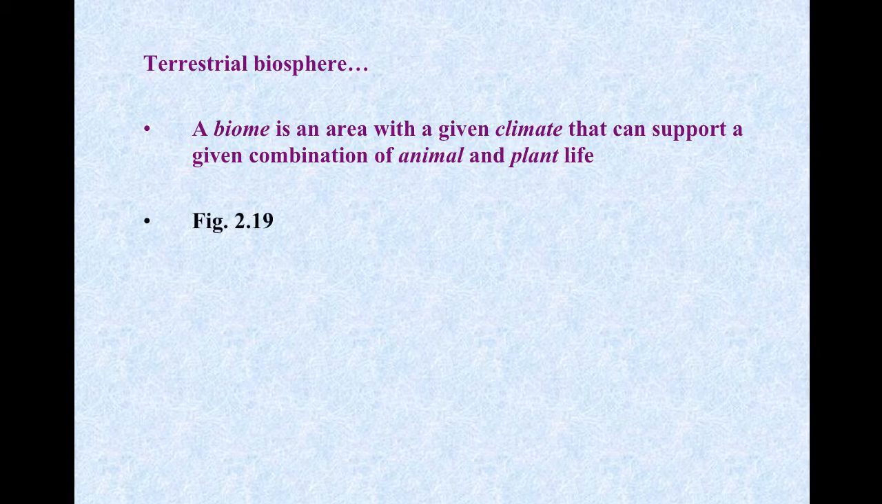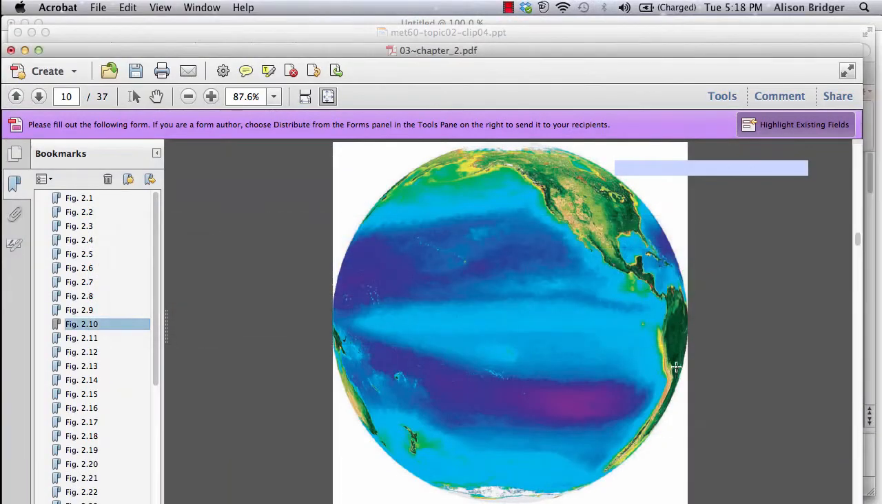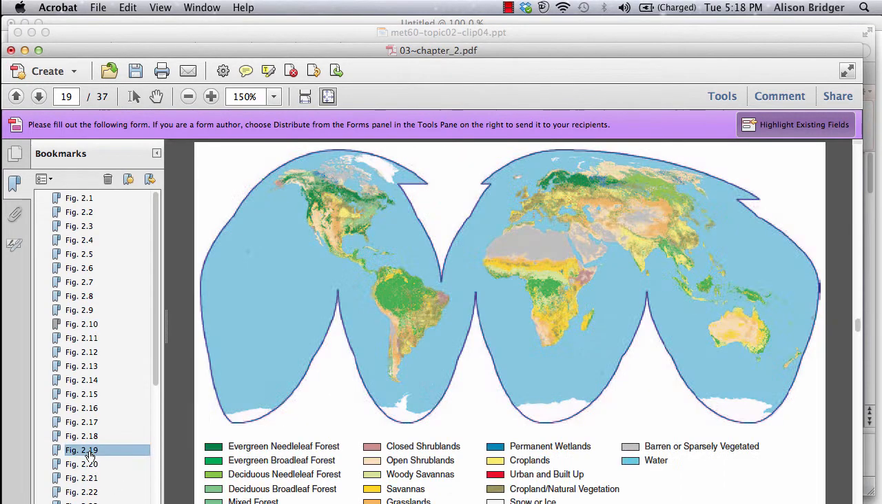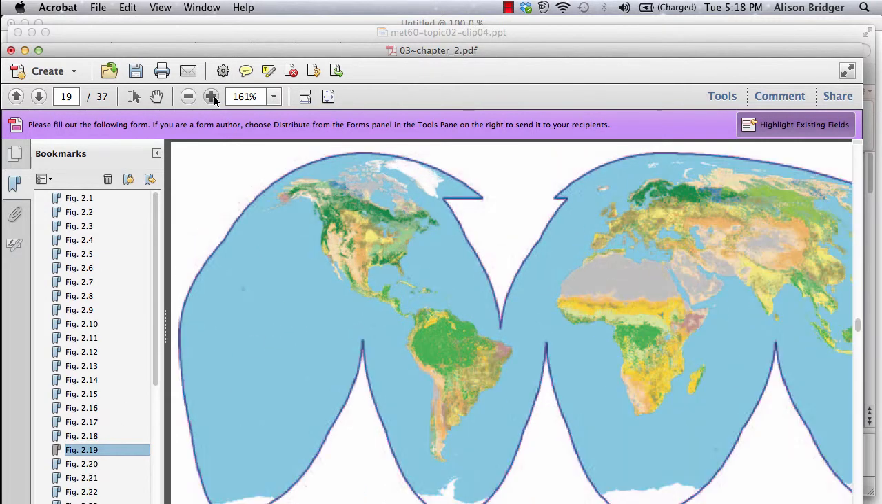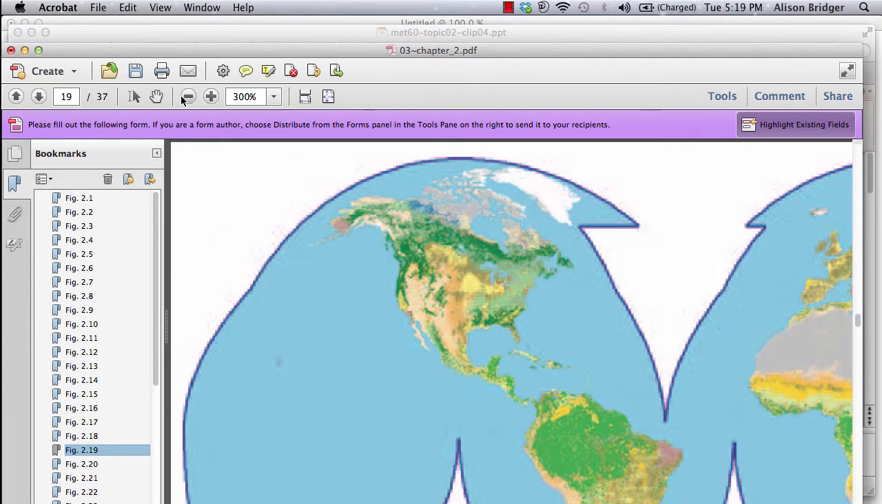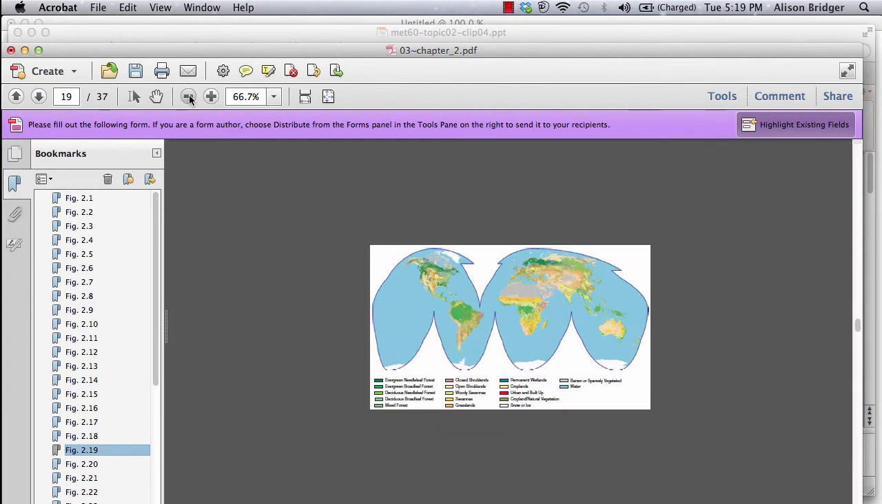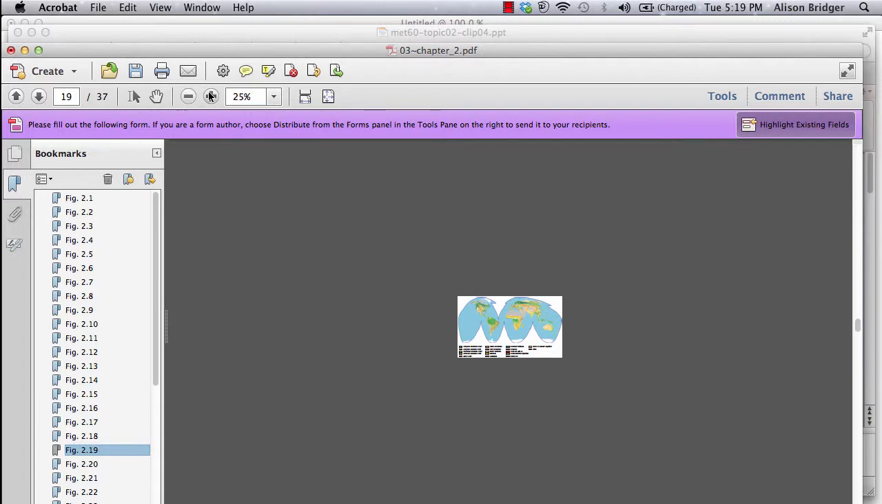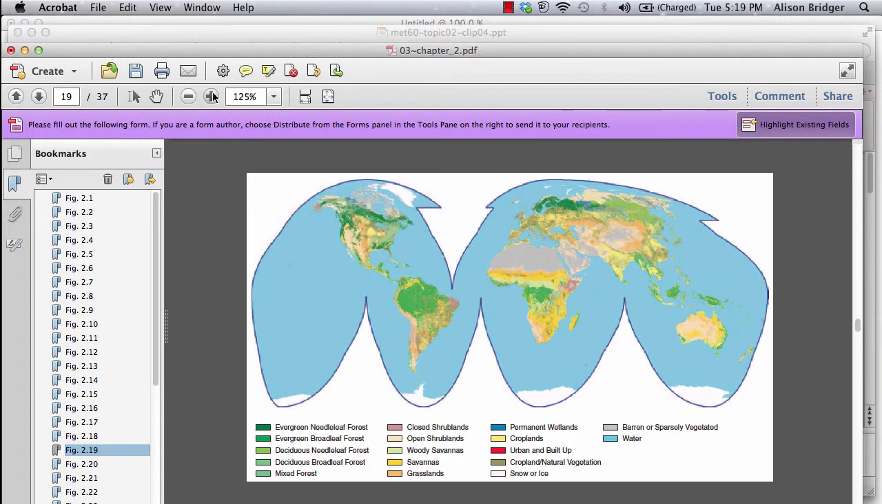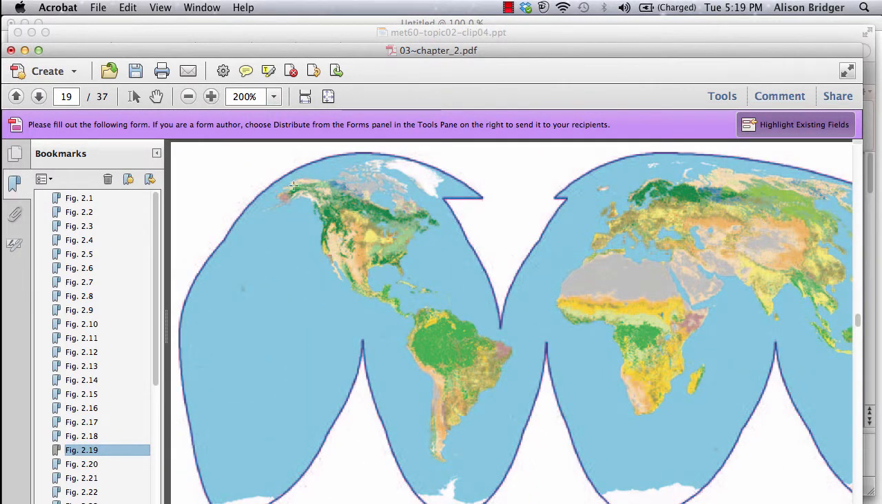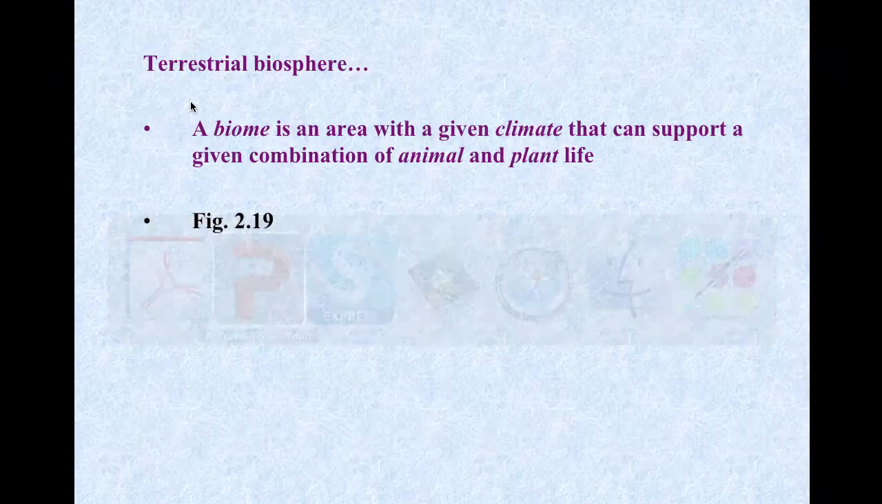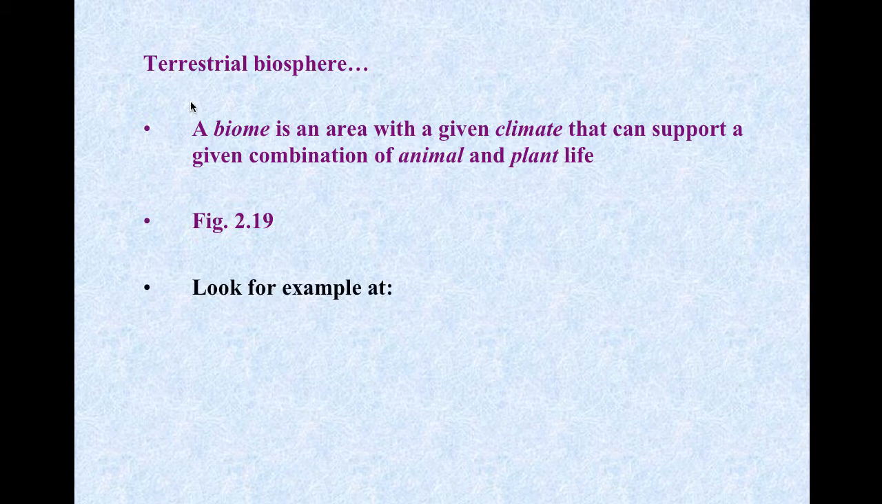Figure 2.19. Let's see what does that look like. Here we go, figure 2.19. It's kind of a teeny weeny figure. It's very difficult to see anything, although I can enlarge it a bit. If you want, I can do the opposite and make it incredibly tiny, and then we'd need a telescope to figure anything out. But anyway, the different colors represent the different biomes here, and I've mentioned a couple that you can keep an eye open for.